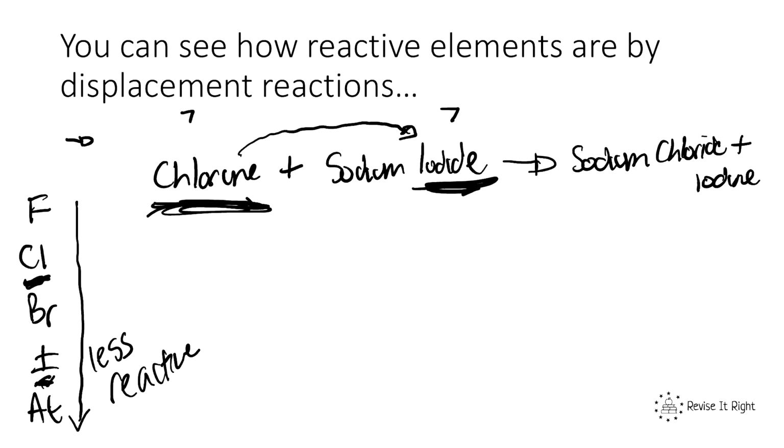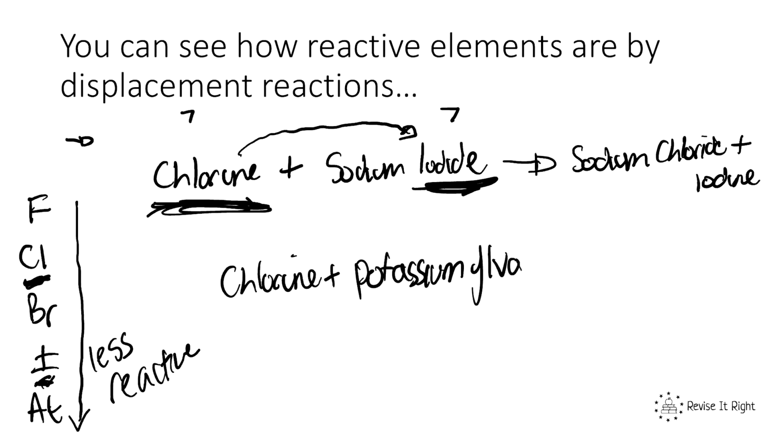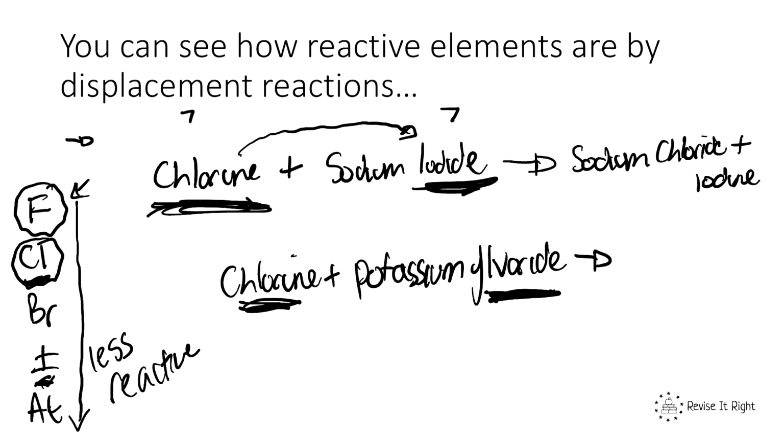Let's do another one. So we've got chlorine again, this time plus potassium fluoride. Okay, so chlorine is here and fluorine is here. So in this case, fluorine is actually more reactive, and therefore chlorine will not take the place of fluorine, so it will stay the same. Chlorine plus potassium fluoride will stay as chlorine plus potassium fluoride.